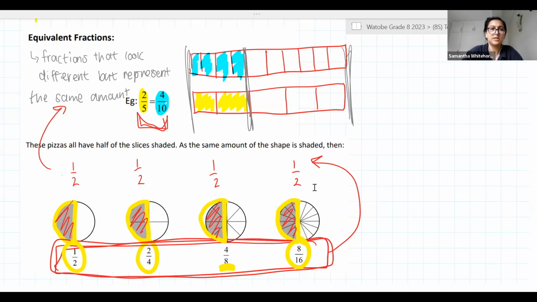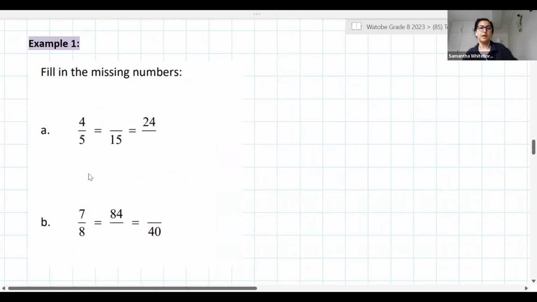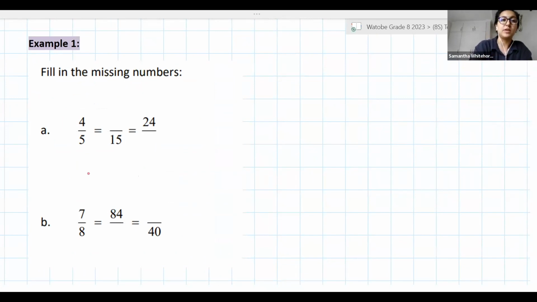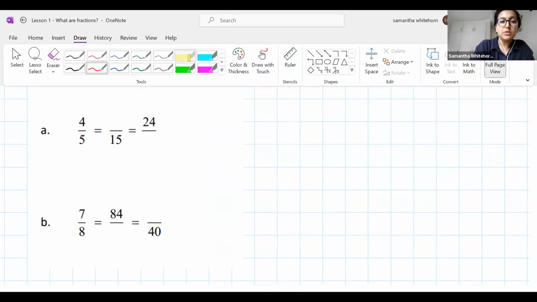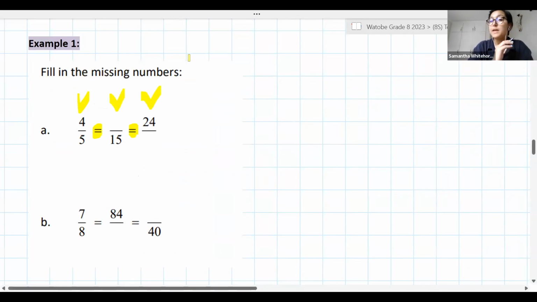Right, so let's have a look at some examples. If we have a look at our first example here, we want to fill in the missing numbers. Now, basically what that means is I want to fill in the numbers either in the numerator or the denominator that make these fractions equivalent. How do I know that's what I'm doing? Well, because there's this equal sign. It's telling me that this fraction is equal to this fraction is equal to this fraction.